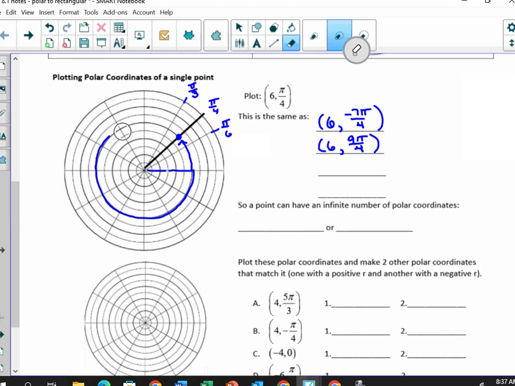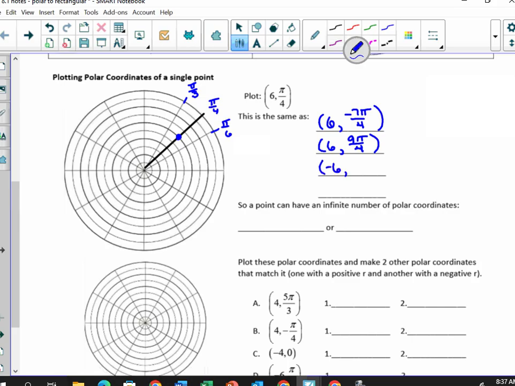So let me erase this. So that was +6 for our r value, right? What you think of as the x value with the r. What if I did -6? Where does that start? Yeah, you can actually start over here. 1, 2, 3, 4, 5. So then you could go a couple of ways. You could go backwards one way. You could go forwards the other way. So let's see, what would those two be? What if I went backwards? That's the small one. Yep, -3 pi over 4. And +5 pi over 4, yes.